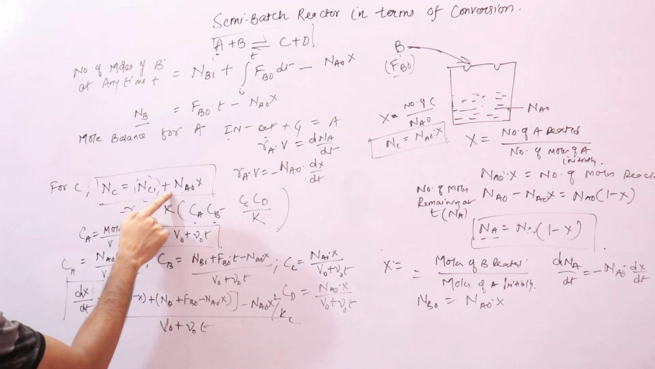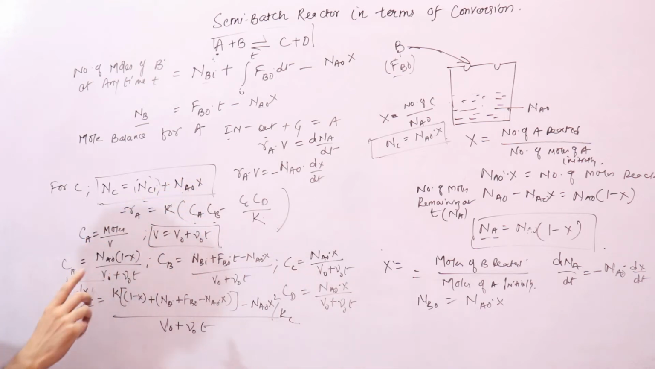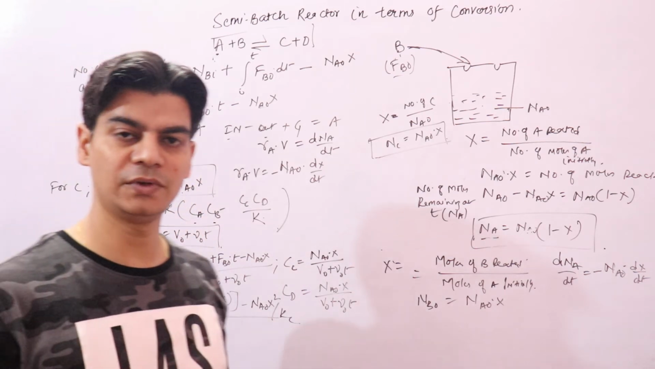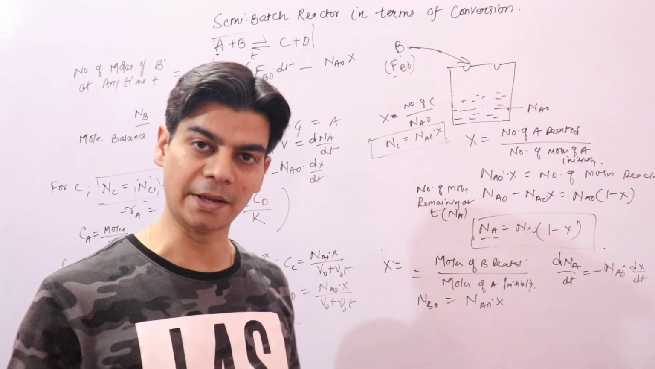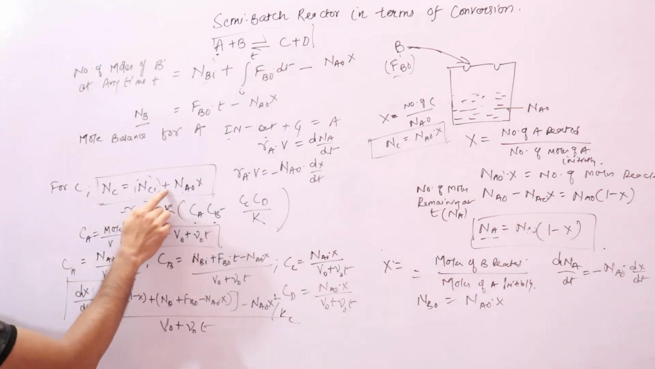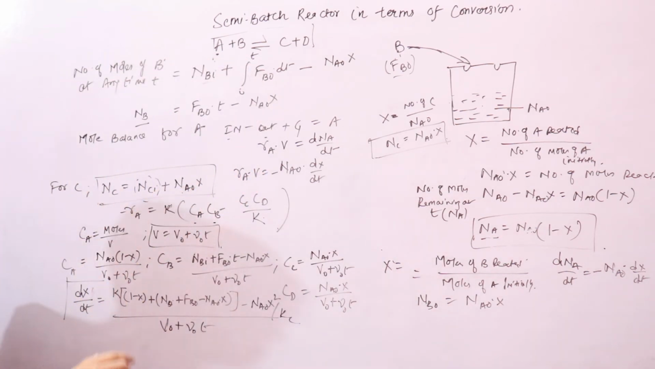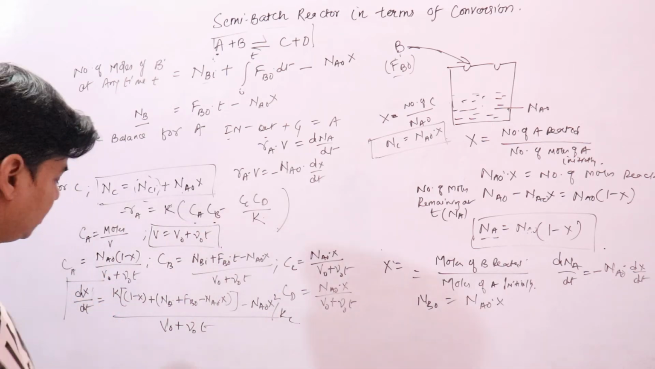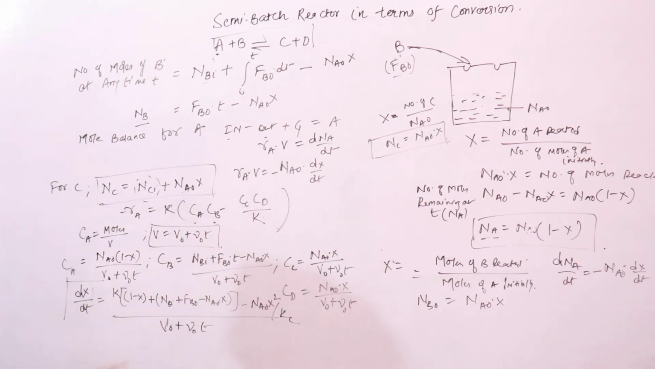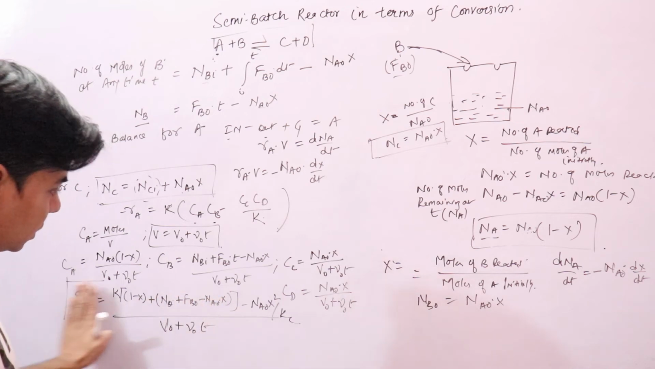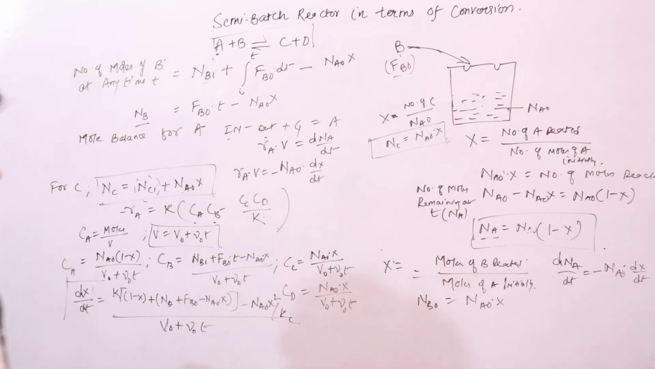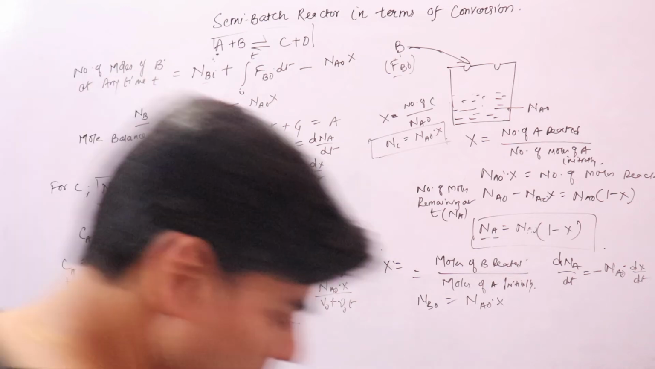So from the stoichiometric table we can directly take the number of moles of C at any time t as NCI plus NA0 X. Now all the moles we are calculating in terms of reactant A. So NCI plus NA0 X, why plus, because the number of moles of products is increasing. So you will substitute all these values here. And volume, we calculated in the previous lecture, V0 plus v0 t. So you will substitute the value here, this is the equation that you will get. I hope this much is clear.